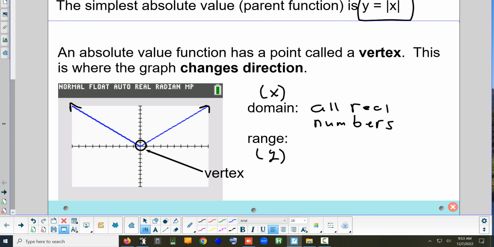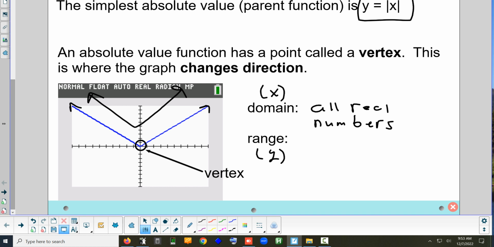Every single absolute value function will go to the left and to the right forever. I don't care if you shift it up, something like that. That still goes left and right forever. If you shift it down and make it skinny, it's still going to go left and right forever. It's going to go left and right a little slower, but it's still going to go left and right.